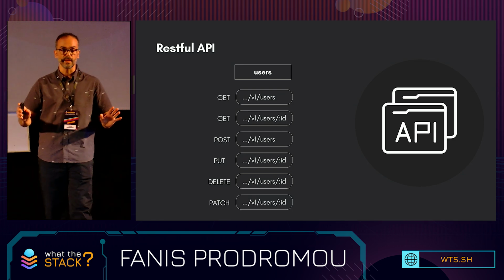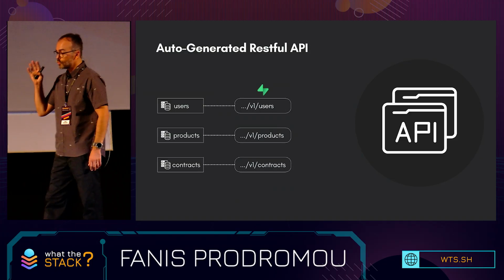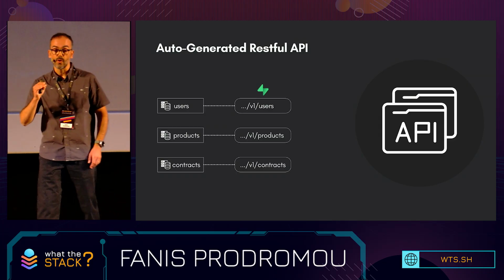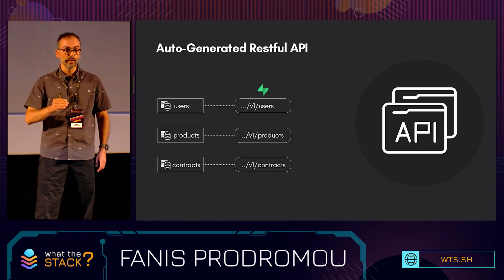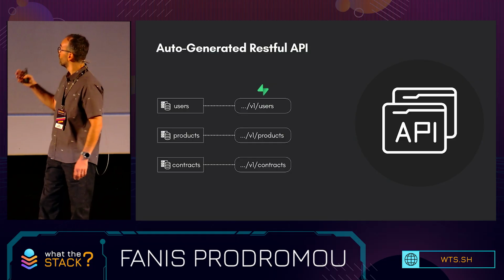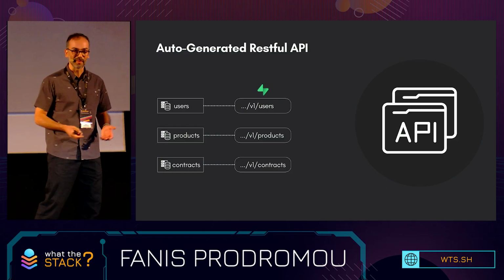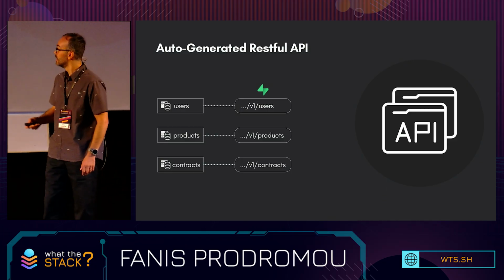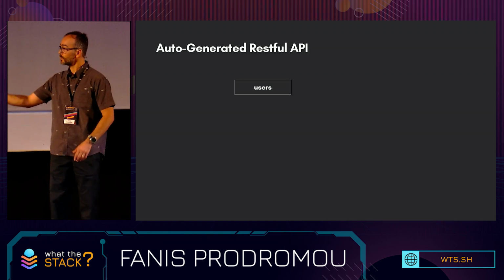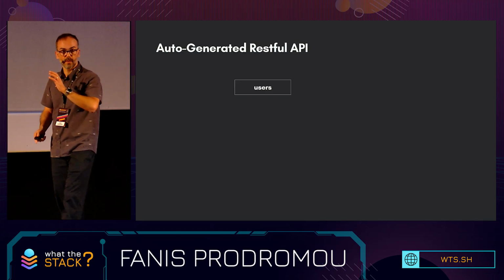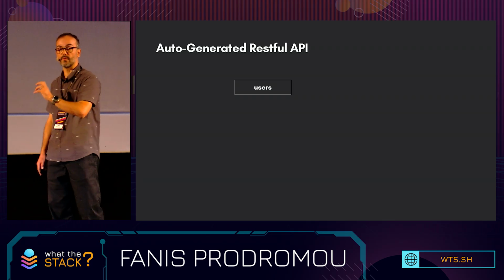OK, so this is what is happening in terms of the REST principle. Now, from Supabase, like what was said previously, we have an auto-generated API. This means that if we have the table users, we will have the users endpoint. If we have the table products, we will have the products endpoint. And if we have the contract table, you know the drill, we will have the contracts endpoint. Nice. So what I would like now to do in this slide is to split that into two parts. On the left part, we will see what we have from REST principle, and on the right side, we will see what we have from Supabase.